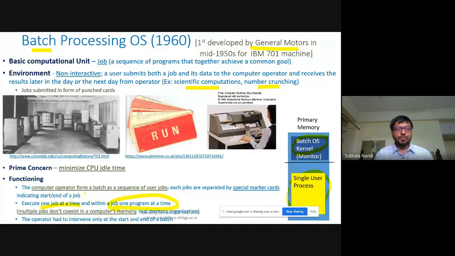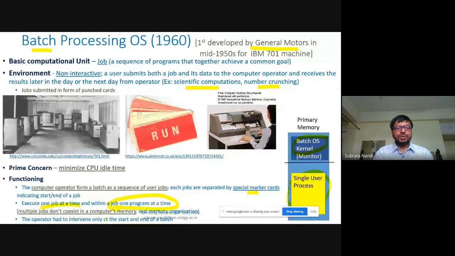Now the computer operator forms the batch as a sequence of user jobs, and there are some special marker cards which were plugged in to differentiate two jobs. The operator had to intervene only at the start and end of a batch. So he can form a batch which he expects to run for maybe 2-3 hours, containing say 3-4 jobs. After 2-3 hours he again forms a batch and loads it if the previous one is done, like that.